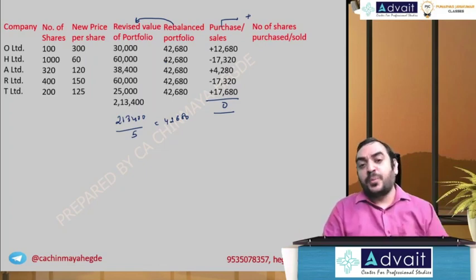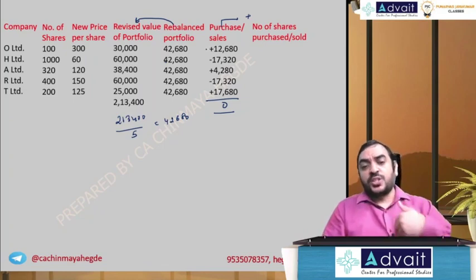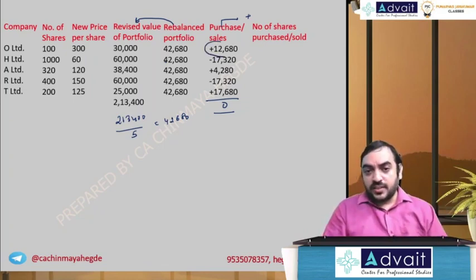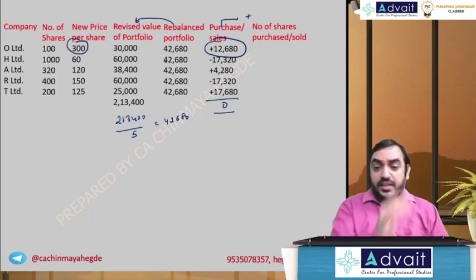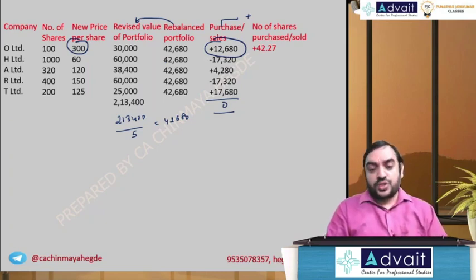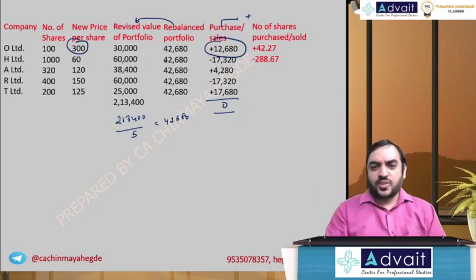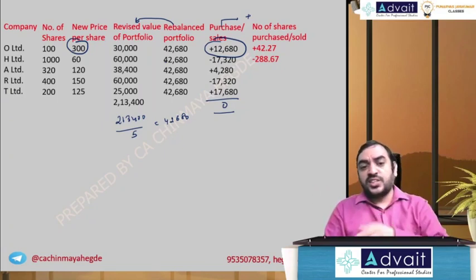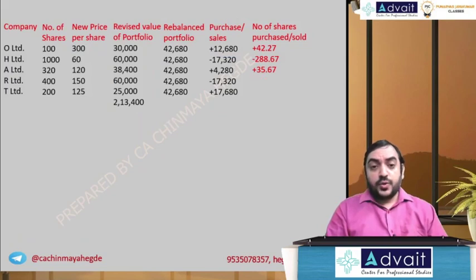If you want the number of shares to be purchased or sold, the value, how much value you need to purchase, how much value you need to sell, that amount is here. You just divide by the price per share. This column, 12,680 by 300. You get 42 shares. Round off you can do it. 17,320 by 60, 288 shares. I'm giving decimals, you can round it off because fractional shares cannot exist. So the purchase value or sales value divided by the new price will give you the number of shares to be purchased and sold.